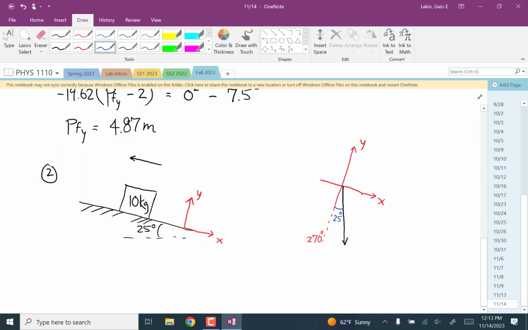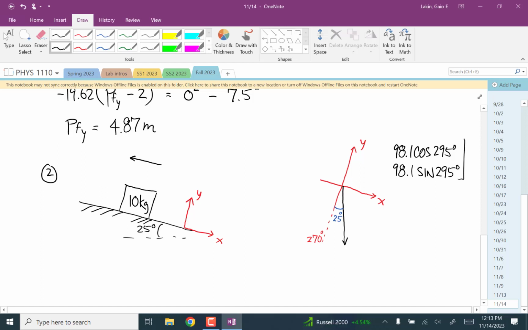So if you're going counterclockwise from the x-axis, you go 90, 180, 270, and then another 25. So our weight force is going to be 98.1 times the cosine of 295, and 98.1 times the sine of 295. And that comes out to be 41.46 for the x component, negative 88.91 for the y component.